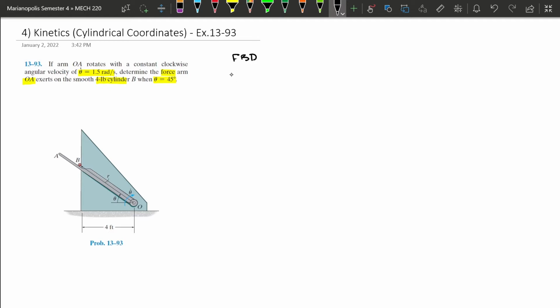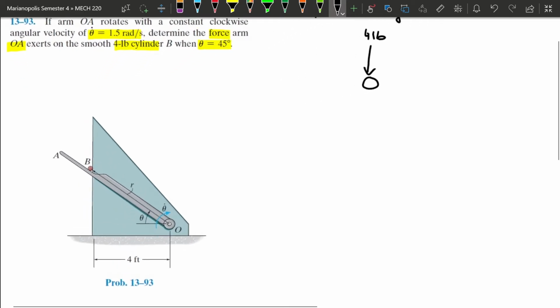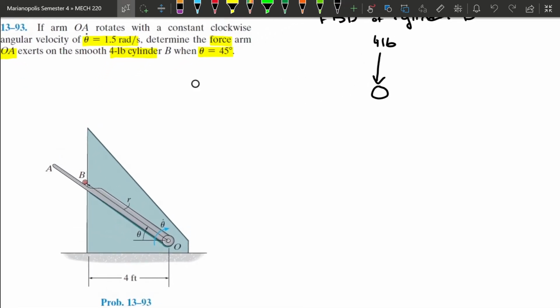And it's going to be a free body diagram of the cylinder B, right? So I have my cylinder here, cylinder B, and I know I have mg, which is just 4 pounds. And if I look closely, this is where it's good to look at the image closely, pointing straight to the left is going to be the normal force, and at an angle here, I have the force that OA exerts on the cylinder.